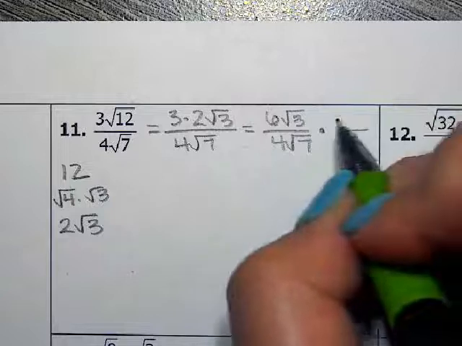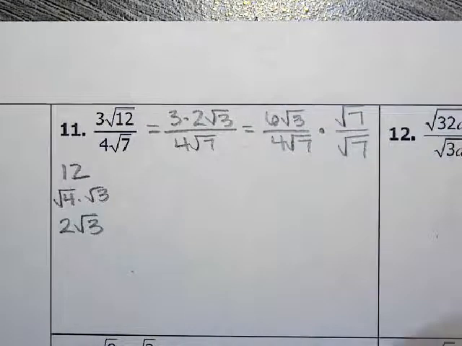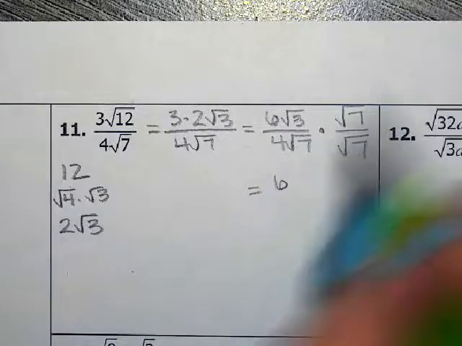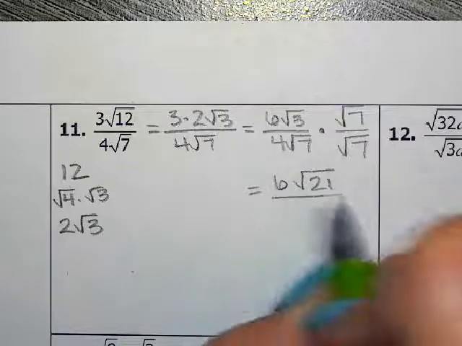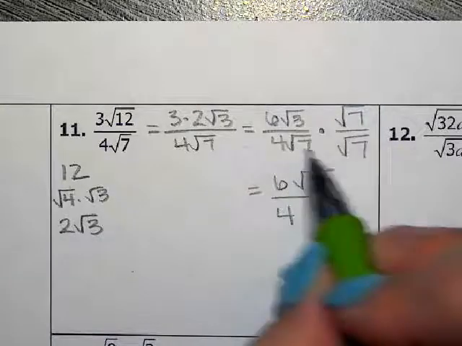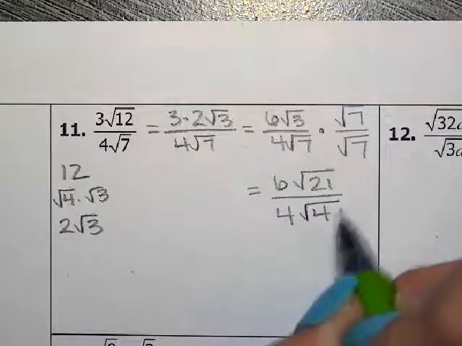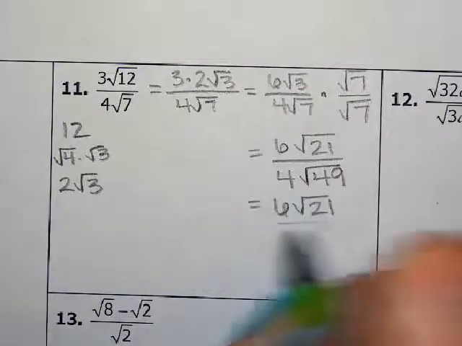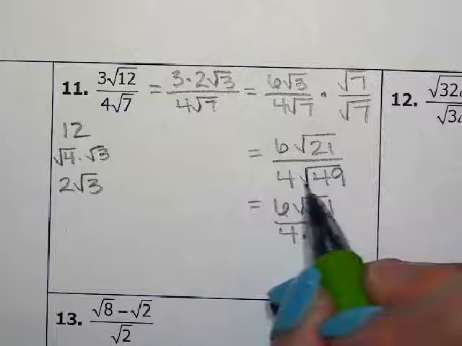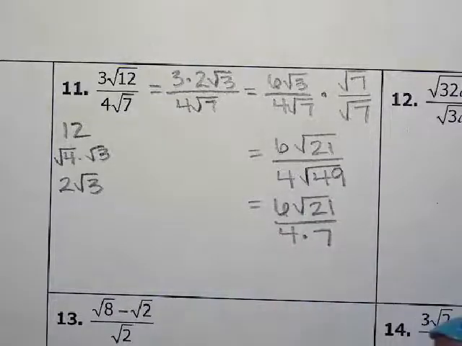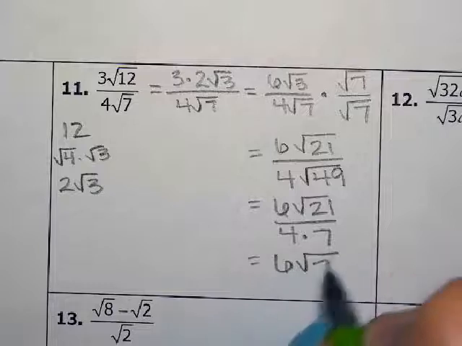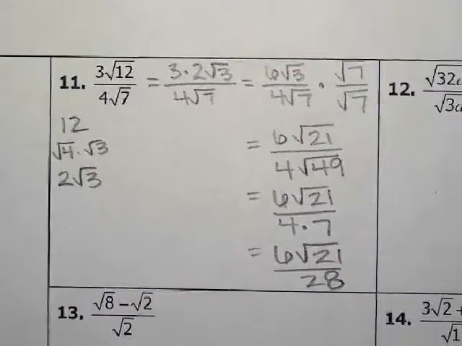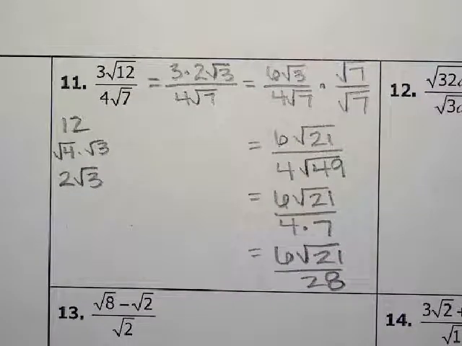So on the top, I've got the 6. Root 3 times root 7 is root 21. On the bottom, I've got the 4. Root 7 times root 7 is root 49. Four times root 49 is just 7. So this is 6 root 21 over 4 times 7 is 28. Now the 21 I'm not worried about because 21 is just 3 times 7. So that's a single and a single. There's no pairs there to be reduced at all.